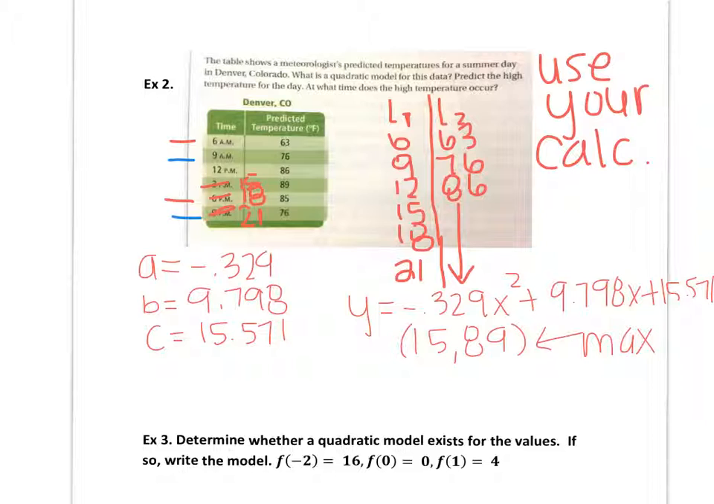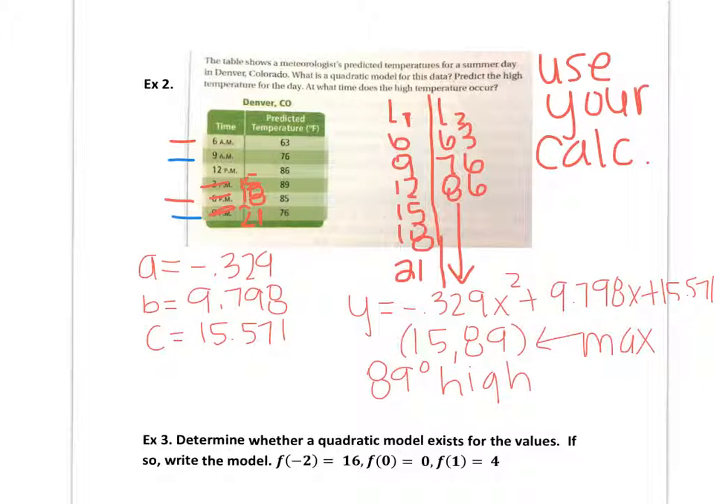So what it says is predict the high temperature. Now, is 15 the high temperature or is 89 the high temperature? 89 is going to be our high temperature. So the second question, it's 89 degrees is our high.